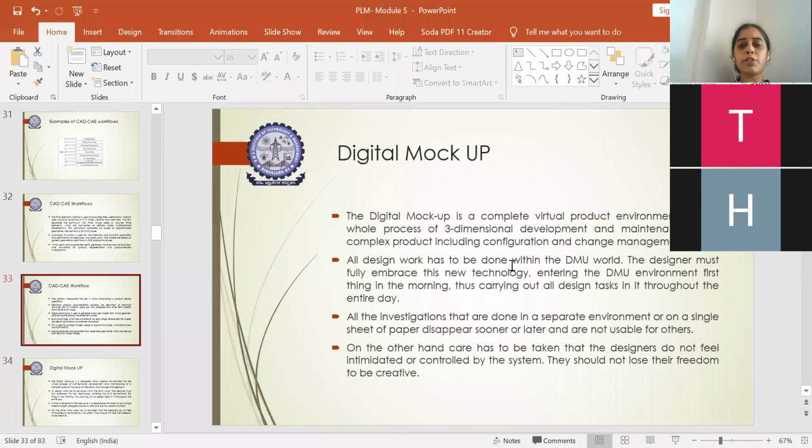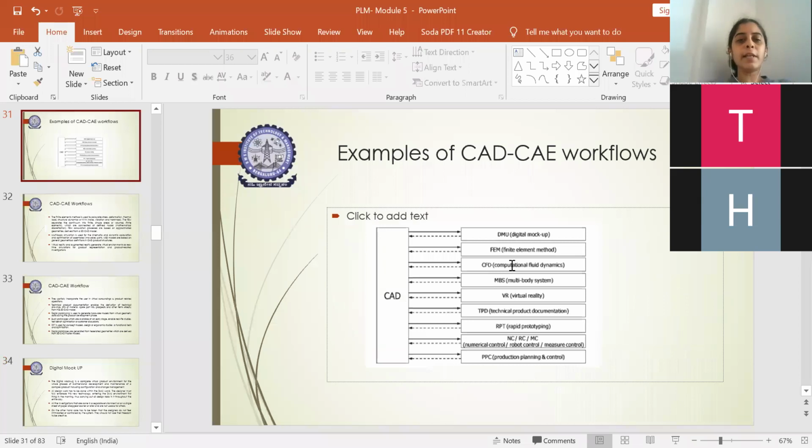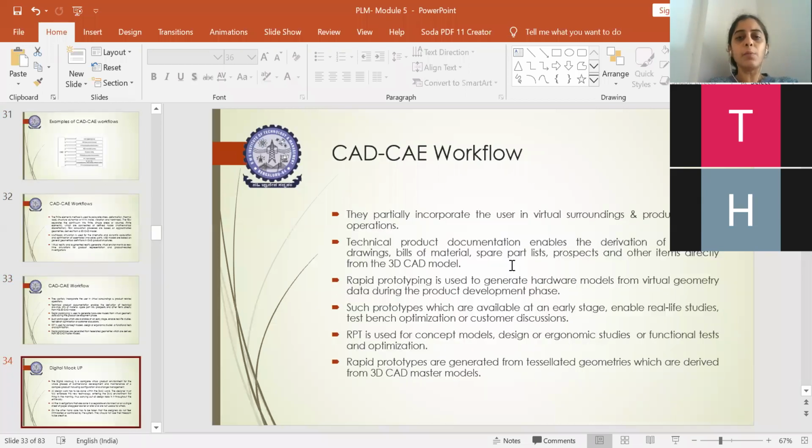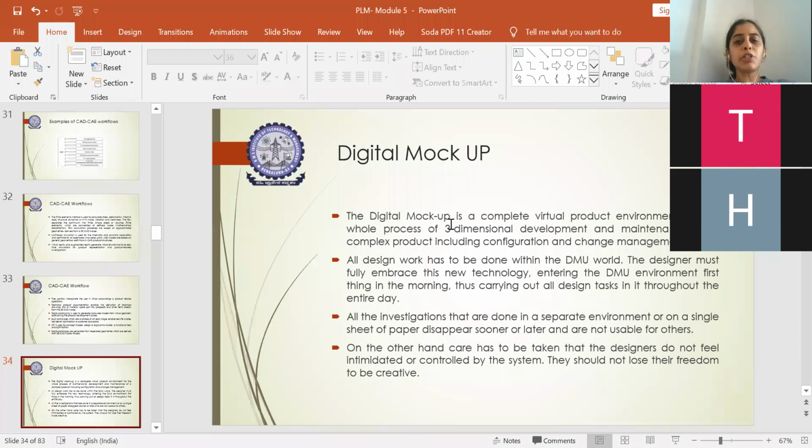Next, I told you about digital mockup here. Let us see in depth what we mean by digital mockup. This digital mockup provides you a virtual product environment to generate or create the entire design process of three-dimensional development of a particular product. All design work has to be done within the DMU world only.